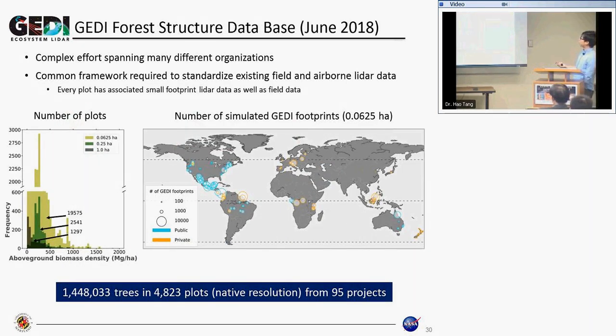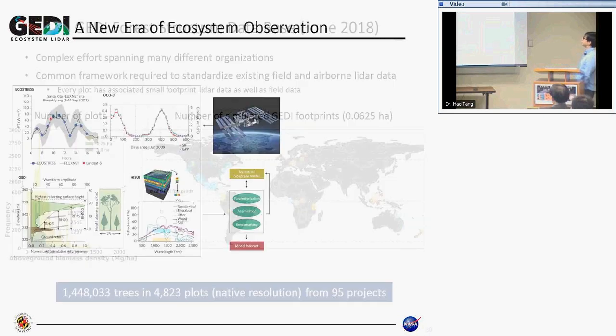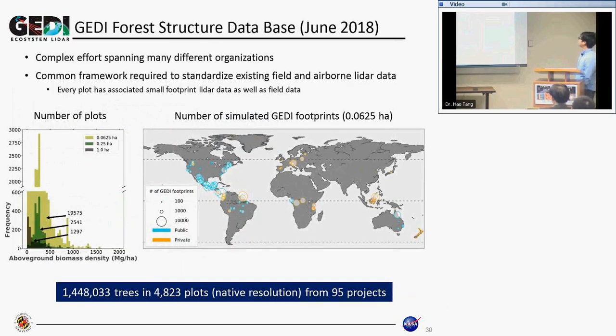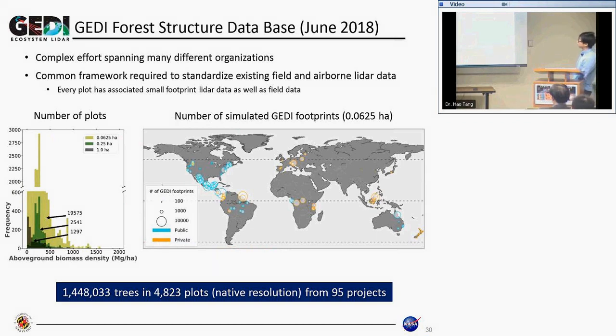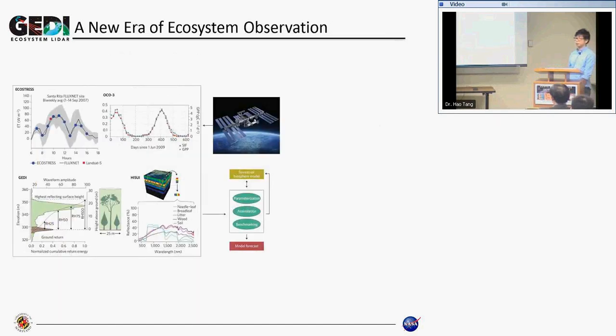And now we have a GEDI forest structure database. We've already collected more than 4,000 plots globally, which certainly gives us a pretty good representation of global forests. It is still in progress, and we're expecting more help from the community.